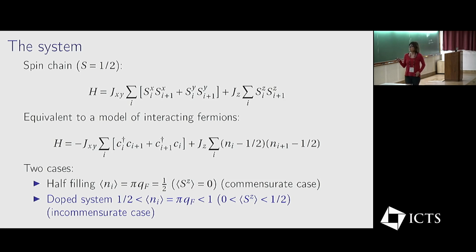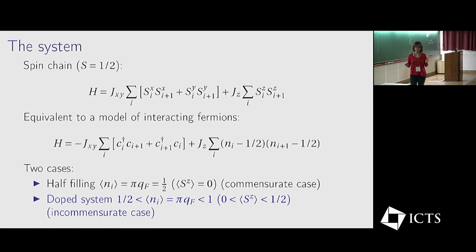Now this model, as we have seen, is equivalent to a model of interacting fermions, and the Z coupling corresponds to the interaction between the fermions. This model conserves the magnetization, or the density of the spins of the fermions. What you can do is study either the problem at half filling, so that the density is 1/2 and the magnetization of the chain is 0.